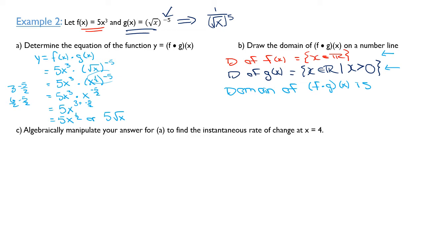So the intersection of these two, it's always easy when one of them is x is an element of real numbers, because that one you don't even have to think about it. You really are just going to go with the one that has the restrictions. So it's nice when one of them has no restrictions and one of them does, because you don't really have to put the two of them together.